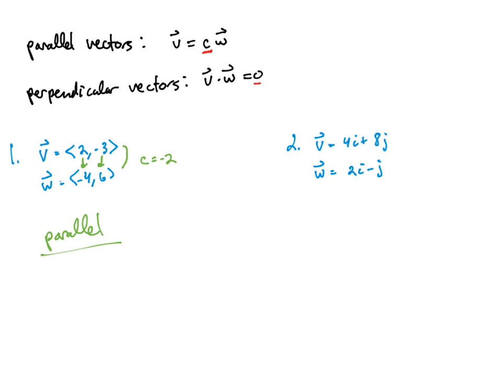In the second example, when I go from 4 to 2, I multiply by 1/2. But if I multiply 8 by 1/2, I don't get -1 here. I would get 4. So these are not parallel. So I'm going to check the dot product. 4 times 2 plus 8 times -1. I get 8 minus 8, and that is equal to 0. So that means that these are perpendicular.